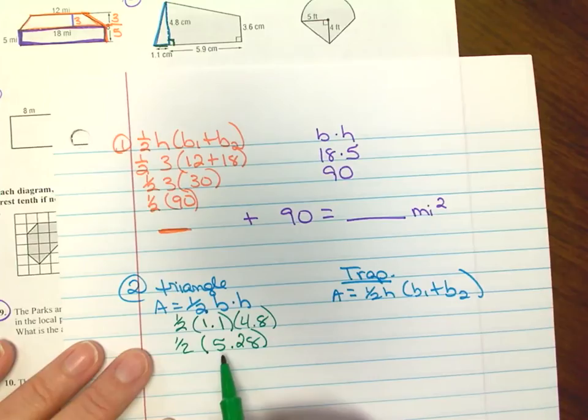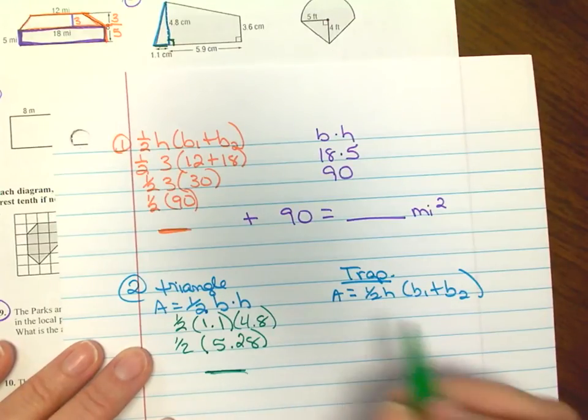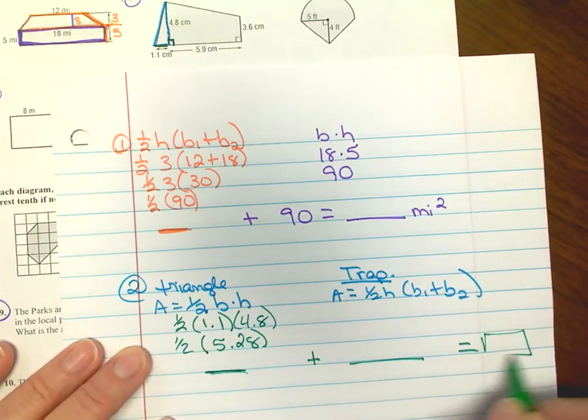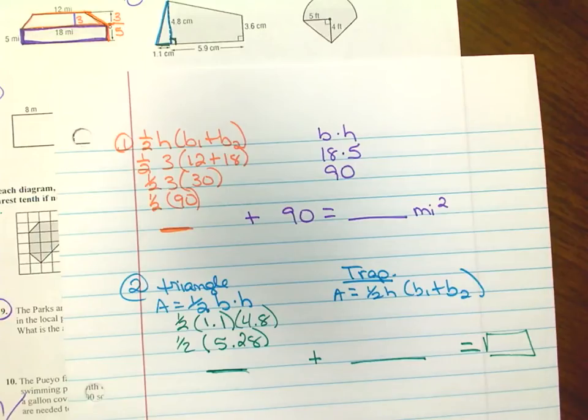Now you can take 1/2 of it by dividing by 2, by multiplying by 1/2, or multiplying by 0.5. Okay, I like to divide by 2. That's up to you. So your answer goes there. Then you're going to have to add it to this answer to get your total composite figure. So let's look over here at your trapezoid.